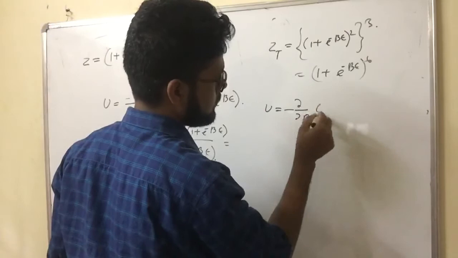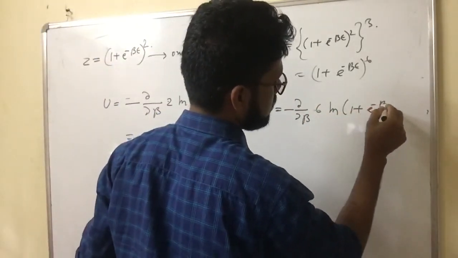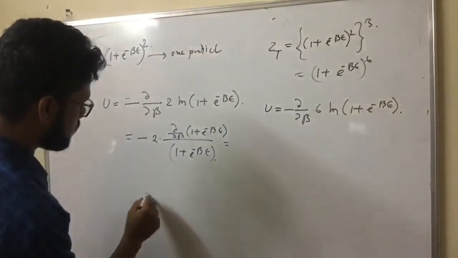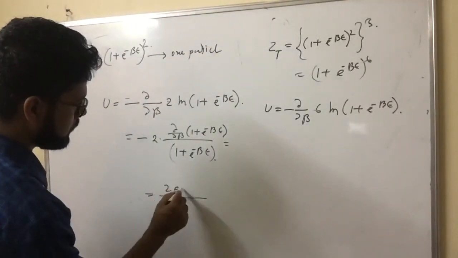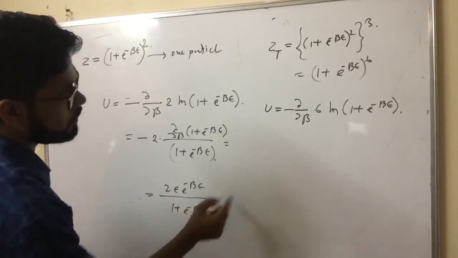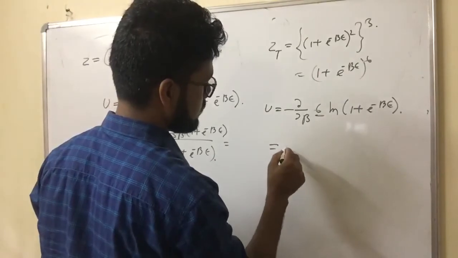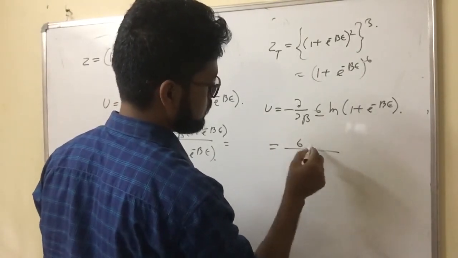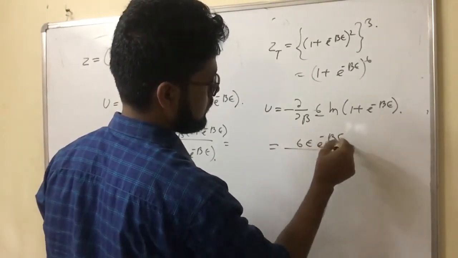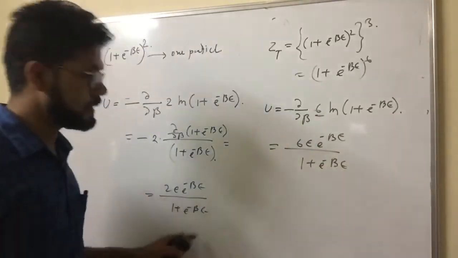D beta 6 will come out, and the rest of the thing is 1 plus e to the power minus beta e. Here you are getting how much? 2e to the power minus beta e over 1 plus e to the power minus beta e. Only difference is 6 is coming out. That means you will get 6 into e to the power minus beta e over 1 plus e to the power minus beta e. Okay? So the result is different.